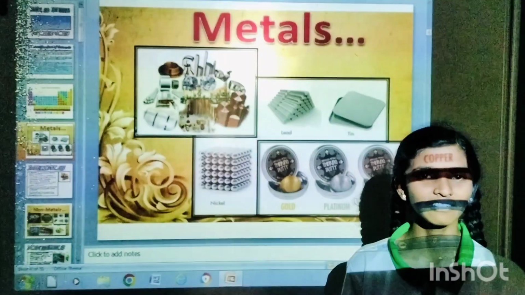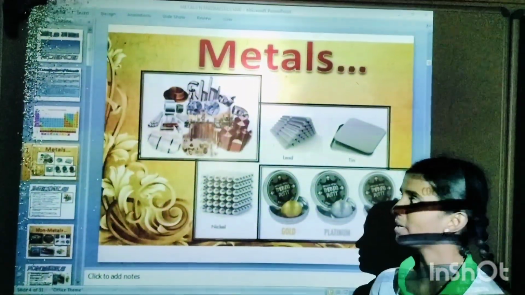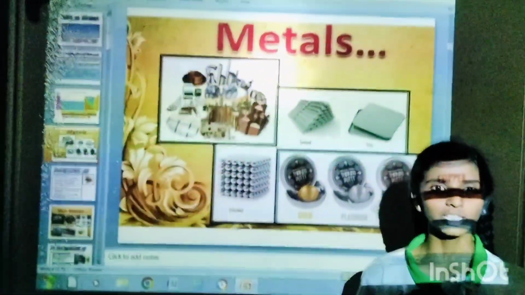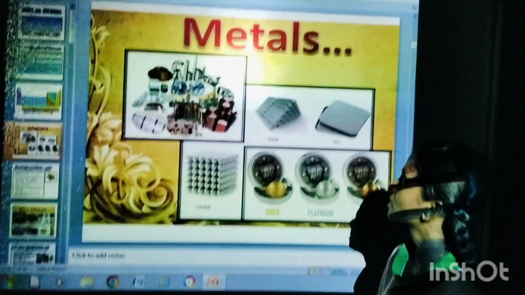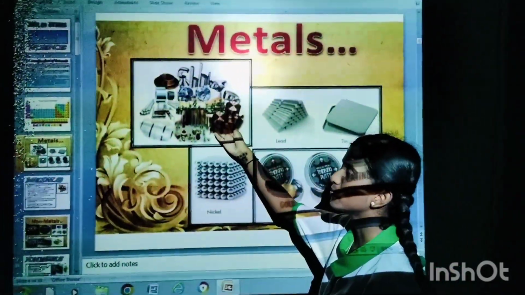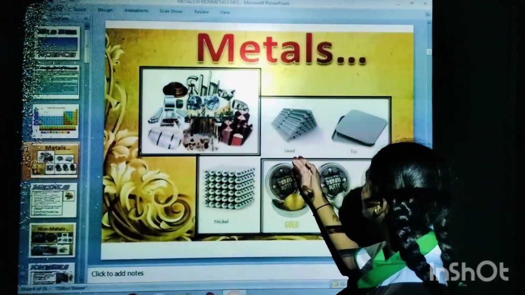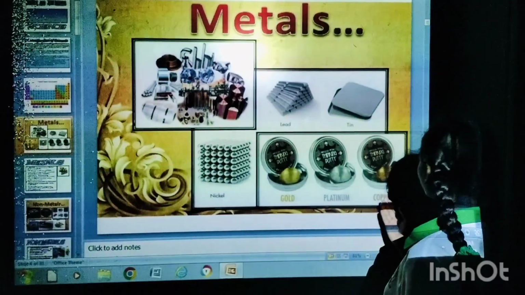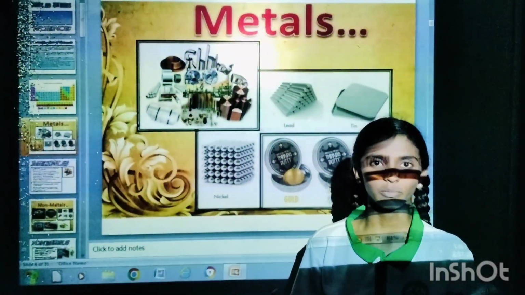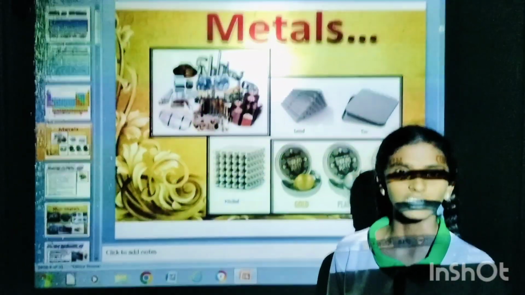Good afternoon everyone. As my friend told, I am going to explain briefly about metals and non-metals. These are the items which we use in our daily life. Examples are lead, tin, gold, platinum and copper. These are the materials or metals which we are using in our daily life.